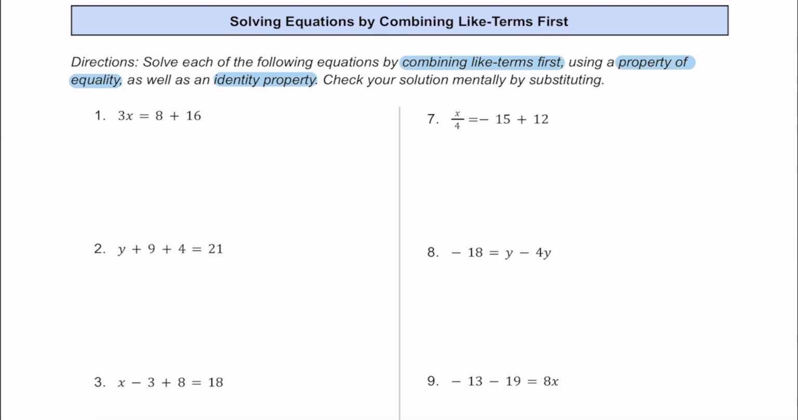Finally, we're just going to go ahead and check our solutions mentally. So we're not going to have to write out that work, but we're going to substitute and talk it out loud to make sure our answers make sense.